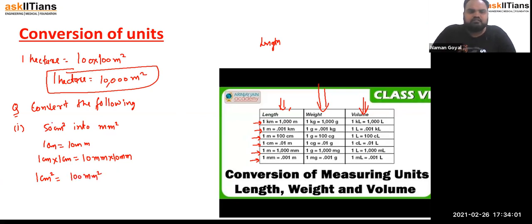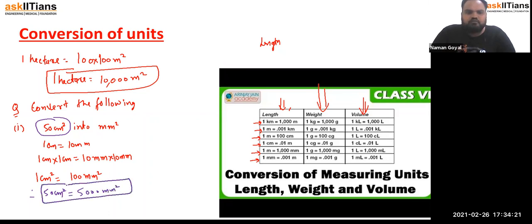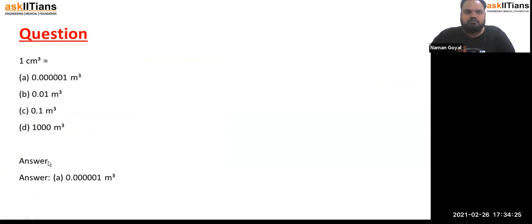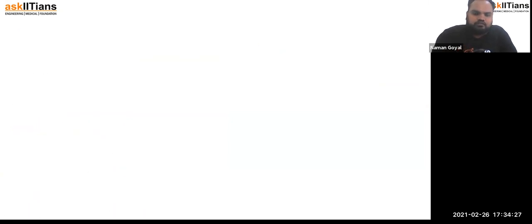Now what is the question asking for? The question is asking for 50 centimeter square. So we have to multiply both sides by 50. So 50 centimeter square is 5,000 millimeter square. Are you getting my point? So we can do the questions like that. We are going to do some more questions of conversion of unit. Next question is what?